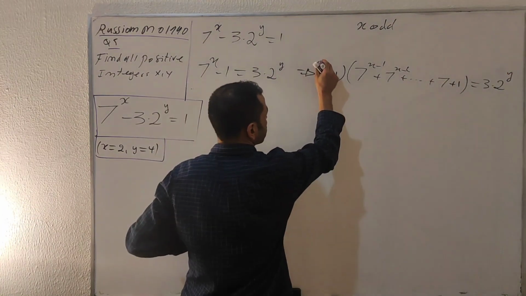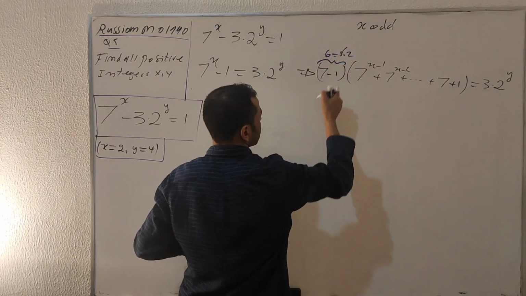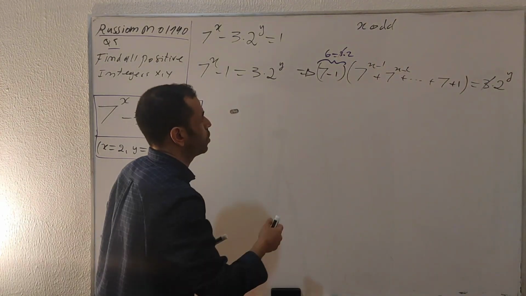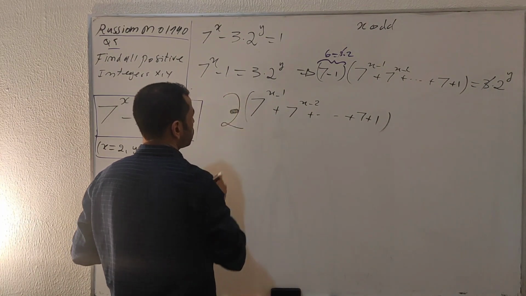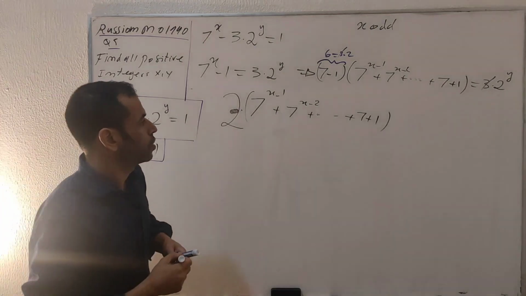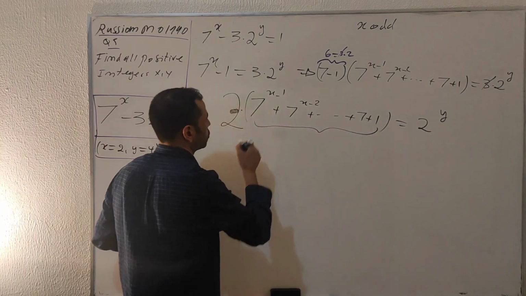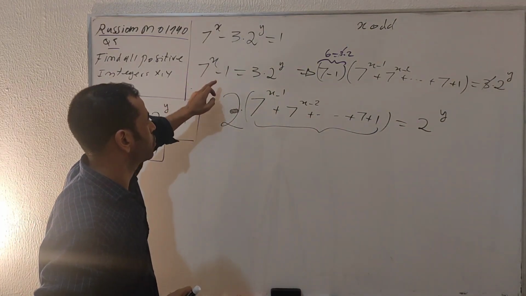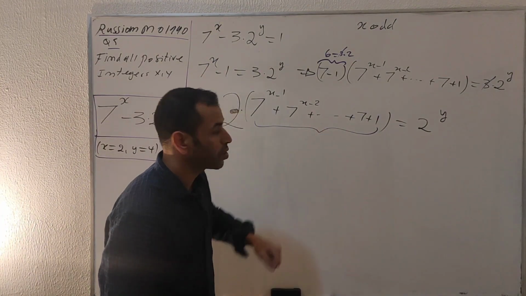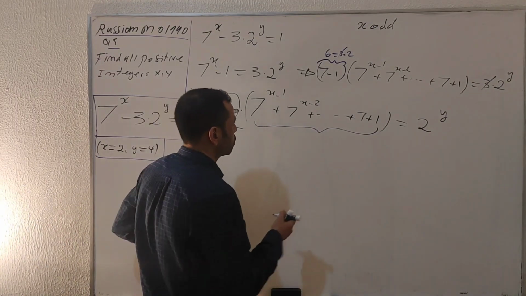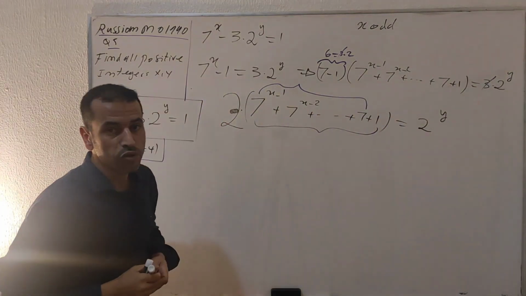This first factor is clearly 6, which equals 3 multiplied by 2, and I'm going to cancel out 3 from the left and the right. I will be left with this expression, the whole thing multiplied by 2, equals 2 to the y. Since x is odd, x represents the number of terms, so the number of terms here is odd, which means from this term to this term is an even number of terms.